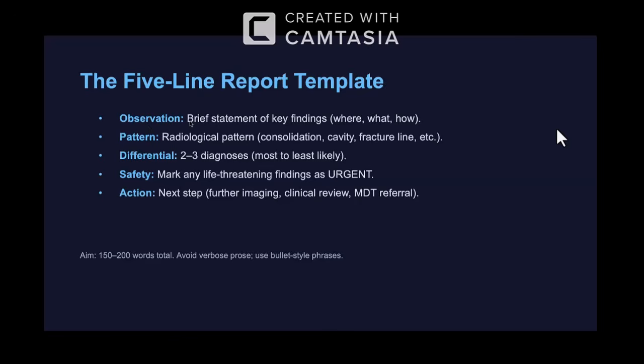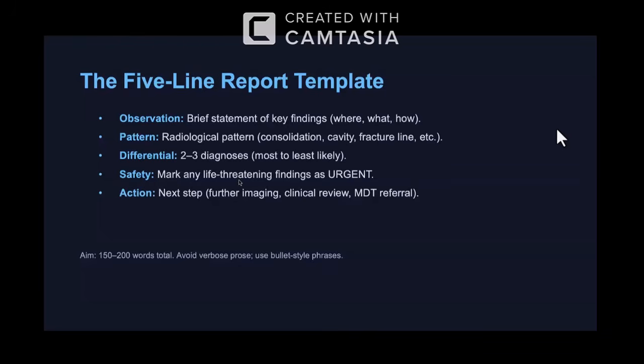The first line of the report: observe briefly, especially the key findings. Where is the lesion? What type of lesion are you dealing with, and what does it look like? Then formulate a pattern, giving a radiological pattern, for example whether it is a consolidation, a cavity, or a fracture line. Then briefly give 2 to 3 diagnoses. Do not write more than 3 as a differential, otherwise you are just going to pile up unwanted diagnoses.